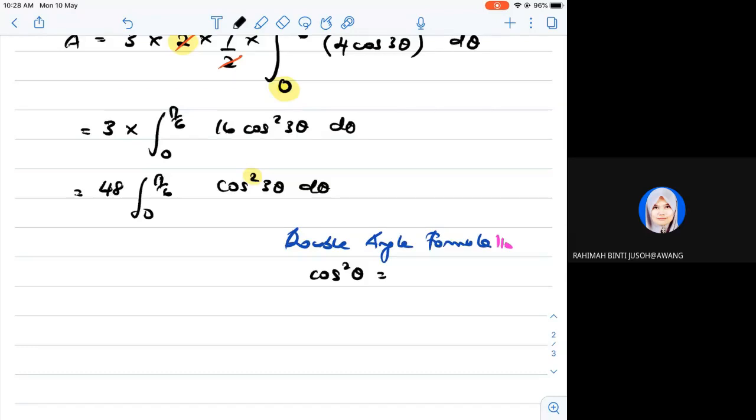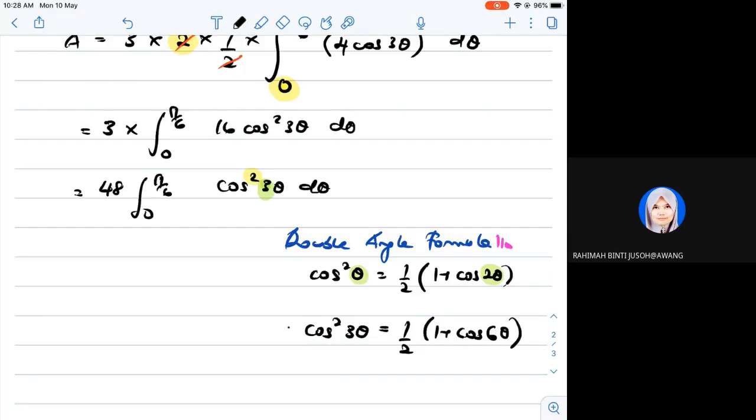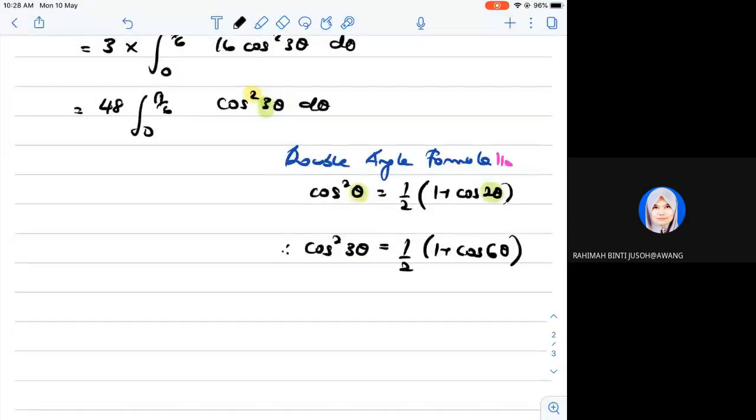Okay, when we have this function cos squared theta, it is equivalent to 1 over 2. Kalau cos squared dia jadi positif, 1 plus cos 2 theta. So in our case, okay guys, if you notice here, we have 3 theta. So kalau 1 theta dia jadi 2 theta. But now we have cos squared 3 theta. So what happened? We will have 1 over 2, 1 plus cos 6 theta. Like that. Okay, so we need to substitute our function kat tengah-tengah ni, cos squared 3 theta dengan 1 over 2, 1 plus cos 6 theta.